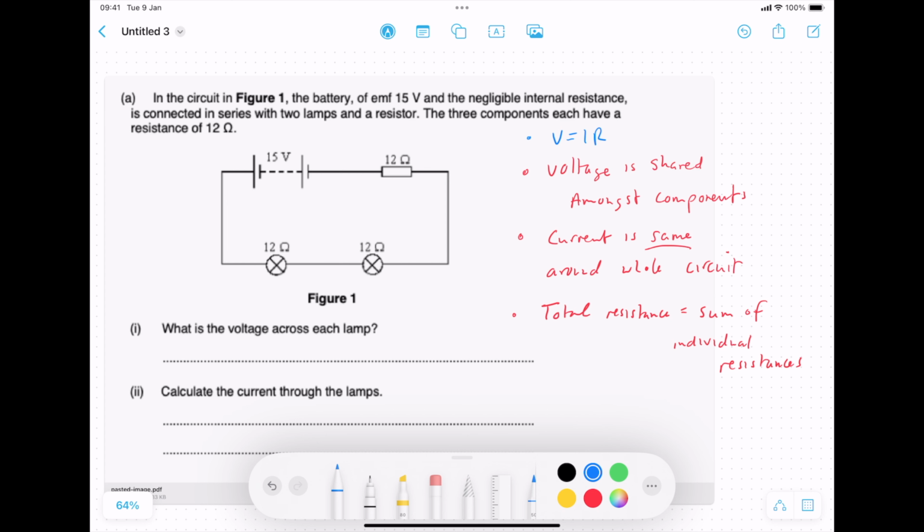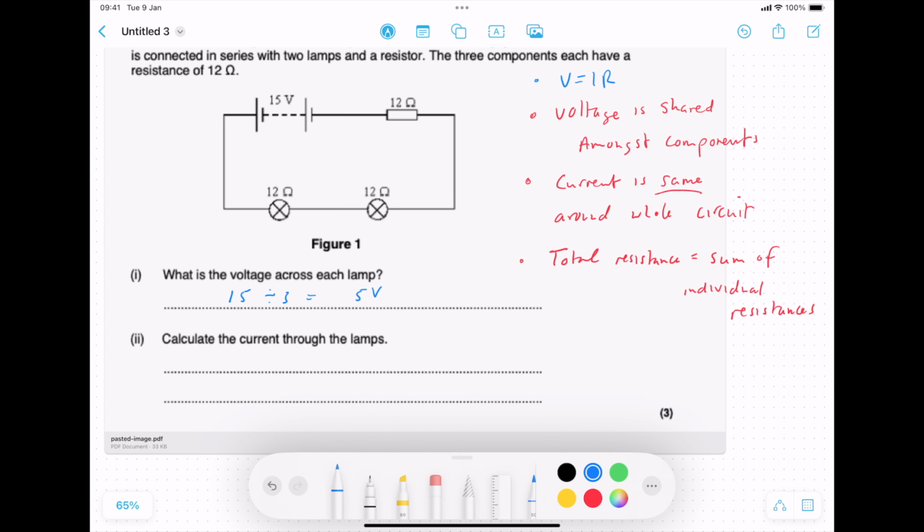Because each component has the same resistance and therefore has the same demand on the voltage available, the voltage will be shared equally amongst the 3 devices. So we have a total of 15 volts. 15 divided by 3 will be 5. So each bulb gets 5 volts, as does the 12 ohm resistor.